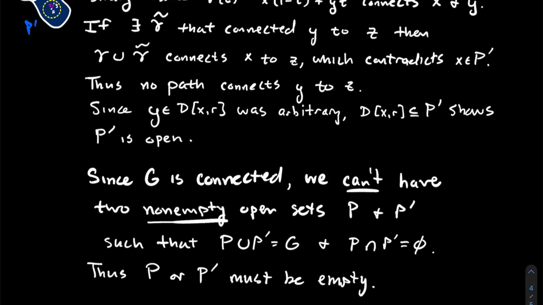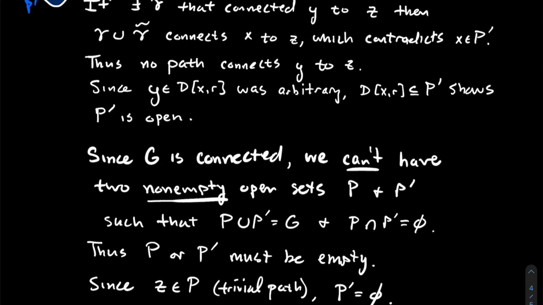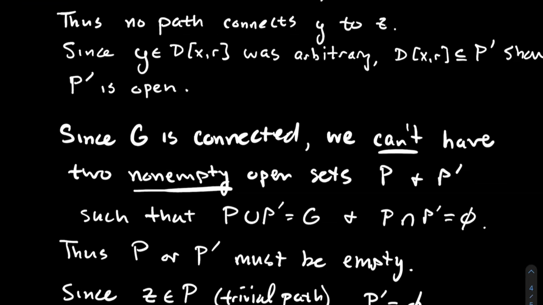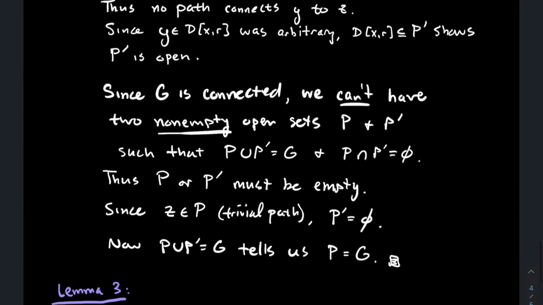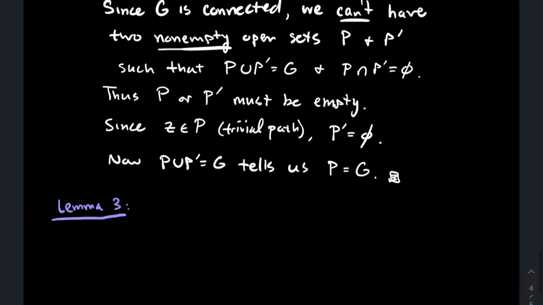Now, what do I know? Well, I know that z connects to itself by the trivial path. So P has stuff in it, right? It's at least got z in it. So P can't be the one that's empty. Therefore, it has to be P prime. So since z is in P, we must have that P prime is empty. And now when I think about the fact that P union P prime gives you back G, well, if P prime was empty, that just says P union the empty set is G. So of course that says P is equal to G. So that tells me P is G. And again, therefore, that tells me that any 2 points in G can be connected to each other by a path. Fantastic. So that's the end of the proof of lemma 2.